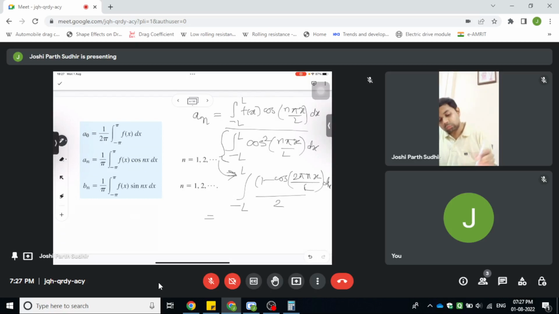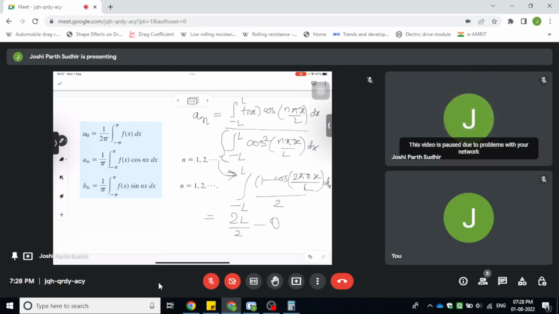Therefore, the value of this integral will be 2L by 2, and the integral of cos 2 n pi x over minus L to L will be 0 because of the periodicity of the cosine function. So the value of the integral in the denominator will be L. So the expression for a n will be the integral from minus L to L of f of x cos n pi x by L dx, divided by L.